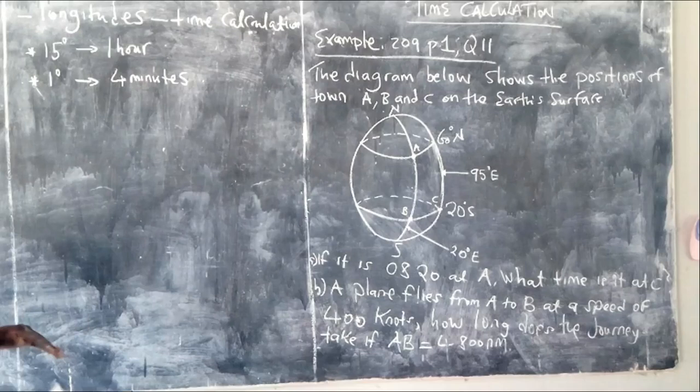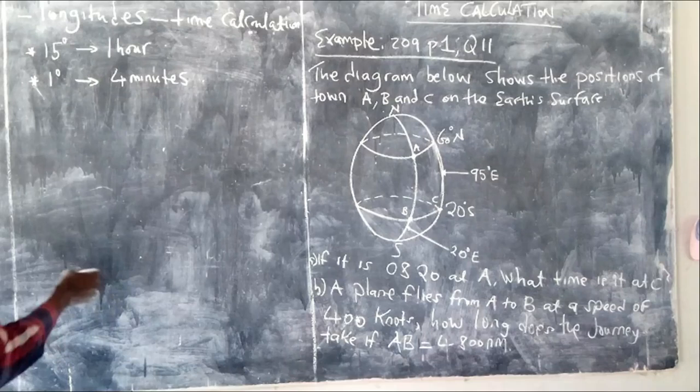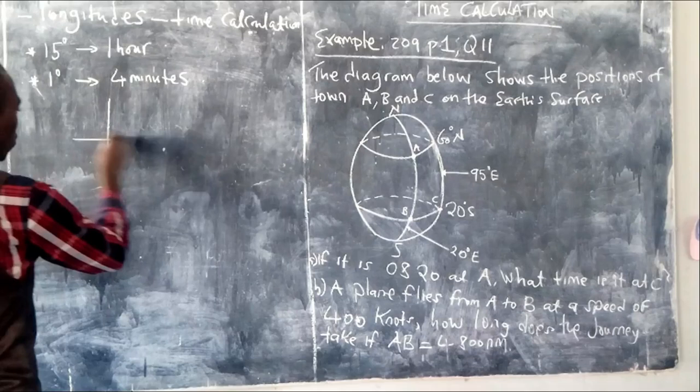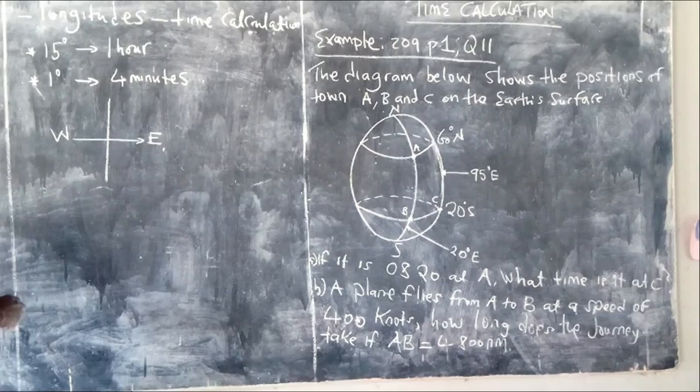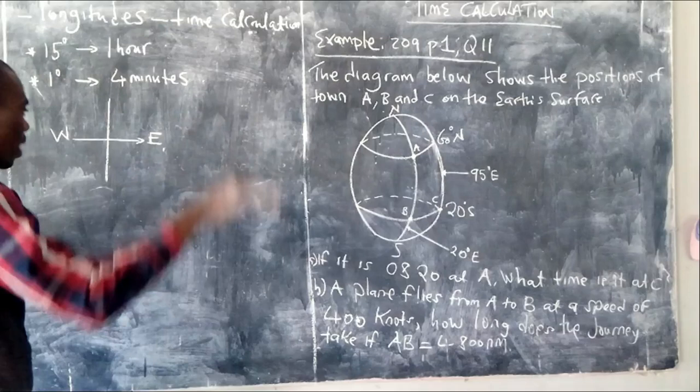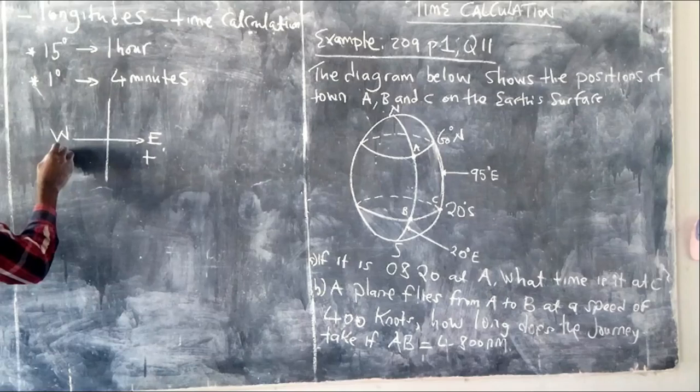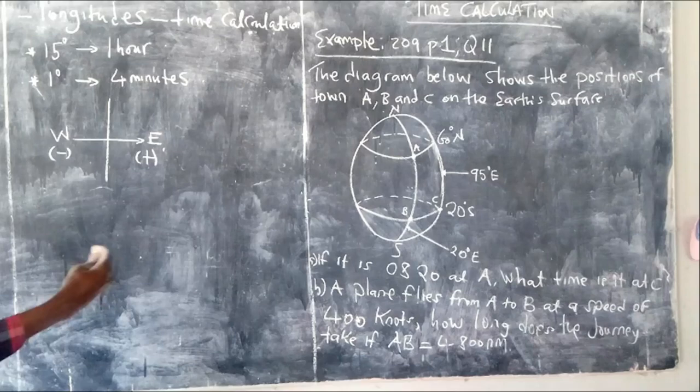Alright, so having that knowledge, since we are dealing with the longitudes here, I'm sure you know that we have the east and the west. So the directions to consider here are west and east. Now, just like on the number line, when you are going to the east, you are gaining time. So the east is associated with plus, then the west is associated with what? Negative. Because when you are going to the west, you are losing what? Time. When going to the east, you are gaining time. So that you should bear in mind.